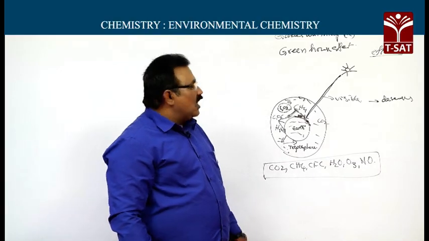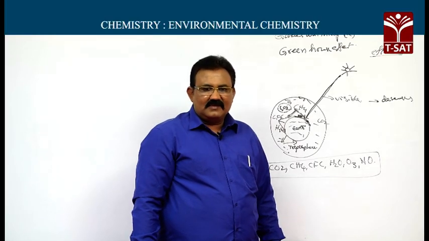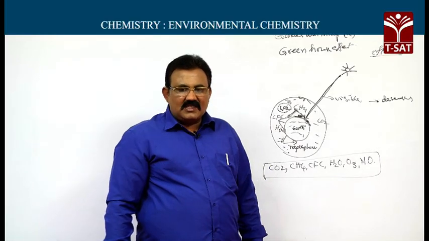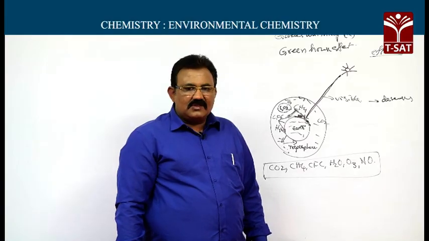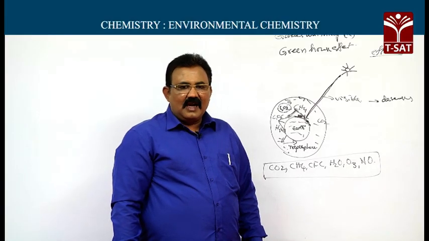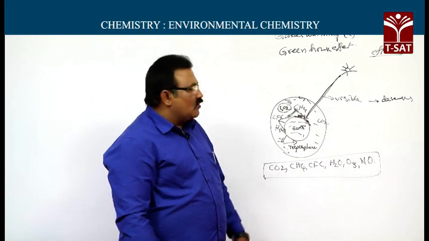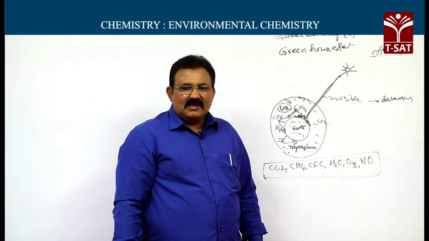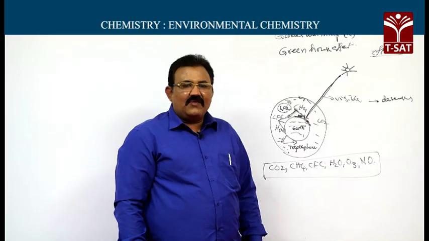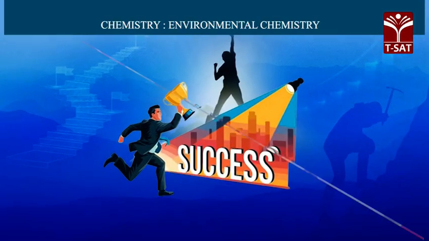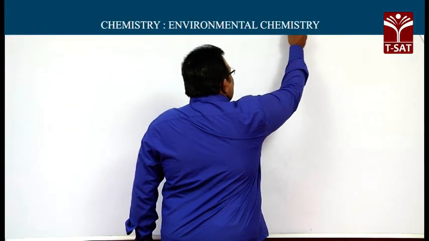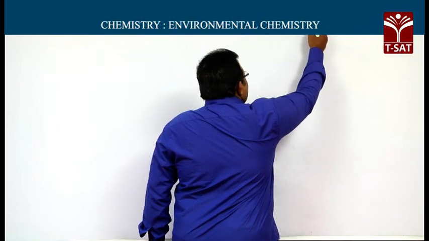So, how to control global warming? Minimize the usage of automobiles and vehicles, and do afforestation. And one more thing to stop global warming is: don't do deforestation. Let us discuss acid rains.